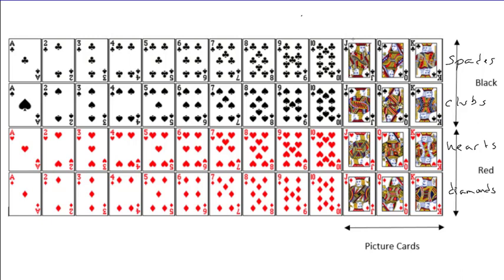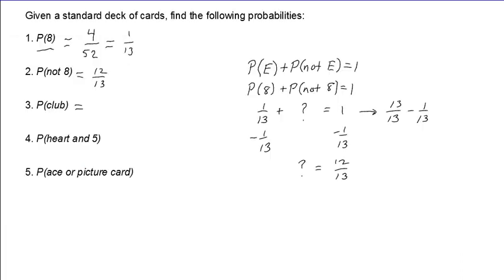The clubs are every card in this second row that I'm circling right now, and there are 13 of those. So there are 13 clubs out of the 52 cards. And I can reduce that fraction because 13 goes into 52 4 times, and 13 goes into 13 once. So the probability of a club is 1/4, or 0.25 if you prefer to use a decimal.